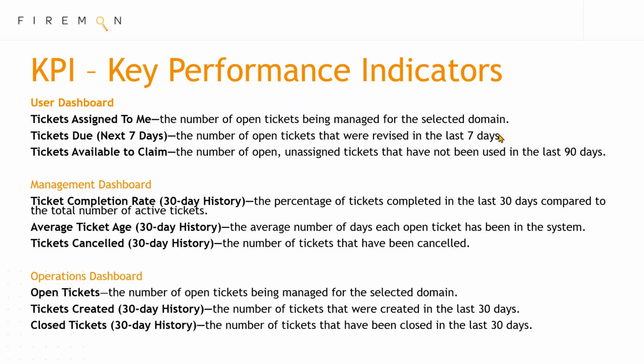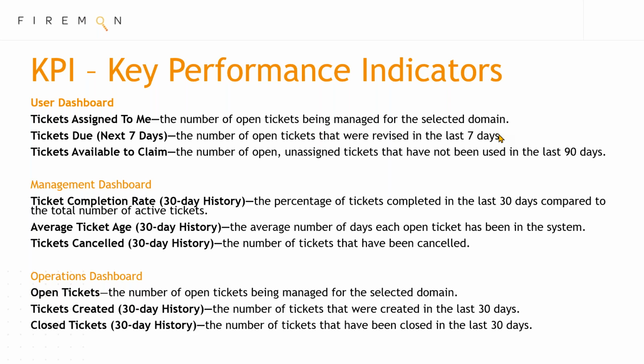Right, much like in Security Manager, Policy Planner is going to have a KPI and widget dashboard that's going to show you things at a user level, such as tickets that are assigned to you, tickets that are due in the next 7 days, and tickets that are available to claim, which would be tickets pending review or implementation, along with tickets that no other user has currently claimed.